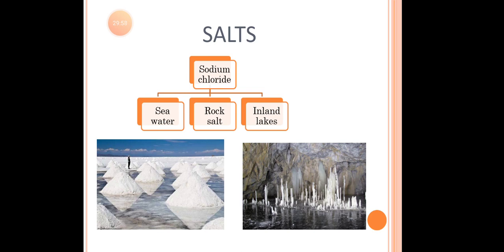The important sources for the common salt are seawater, rock salt, and inland lakes. How is sodium chloride prepared from the seawater? We know seawater contains a lot of salt. It has a number of salts dissolved in it. But we won't know how to take out particularly the sodium salt. But we people of Madurai must have definitely visited Tuticorin, and you must have seen the salt beds over there.